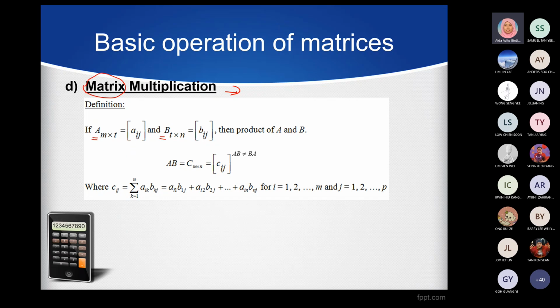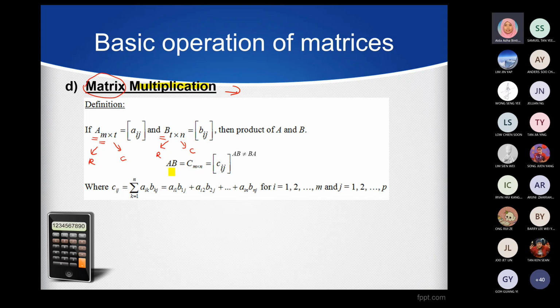Before you do the matrix multiplication, you can see this is the number of rows, which I will call R, and this is the number of columns. For matrix B, this is the number of rows and this is the number of columns.